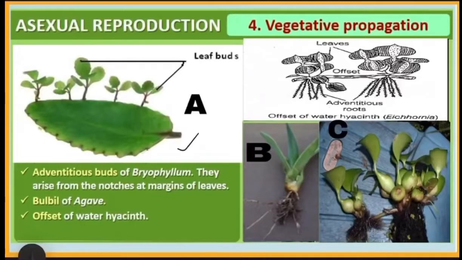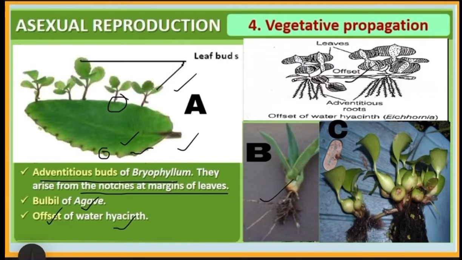See some more examples of vegetative propagules. Adventitious buds of bryophyllum. This is the bryophyllum from where the adventitious buds arise. They arise from notches at margins of leaves. You can see the margin of the leaf and there are the notches, and from these notches the adventitious buds arise, and these buds develop into new plant. Next is bulbil of agave. This is the bulbil of agave. Next is offset of water hyacinth. This is the offset of water hyacinth. This is also water hyacinth, showing asexual reproduction by vegetative propagation.